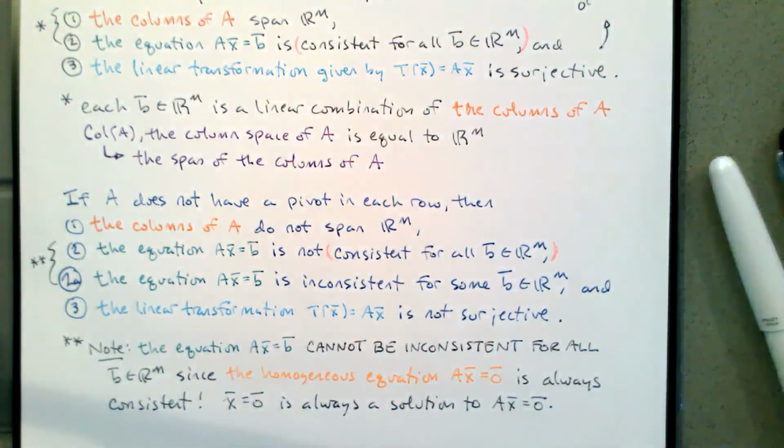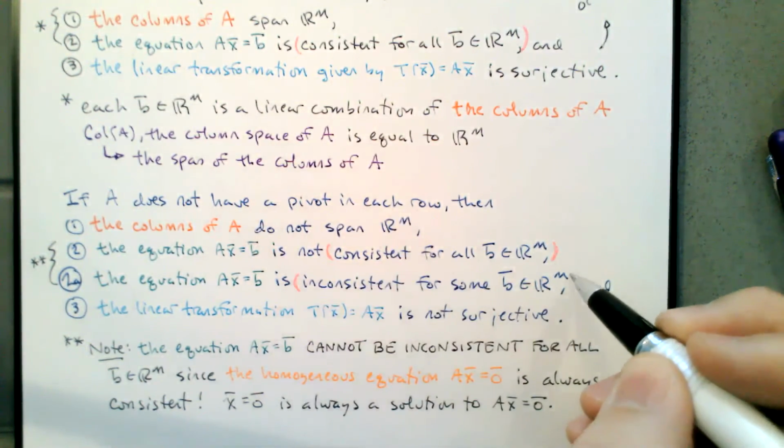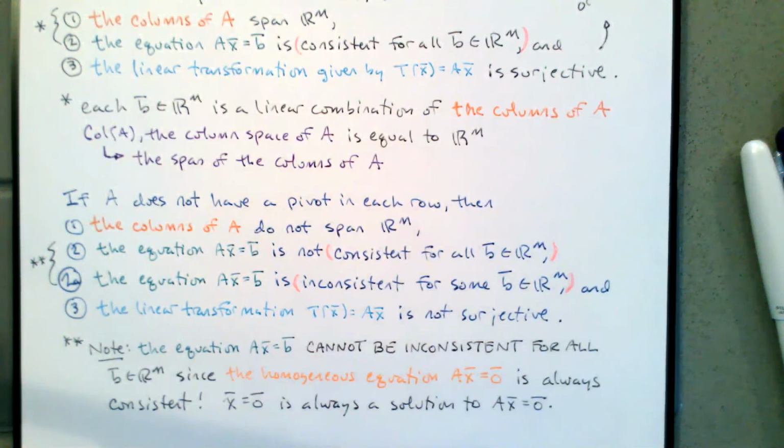So here, the parentheses would go right after "is." We're saying "is," and then this thing, is inconsistent for some B in Rm. So it's all the stuff that comes after the verb, and the not goes with "is" in number 2.